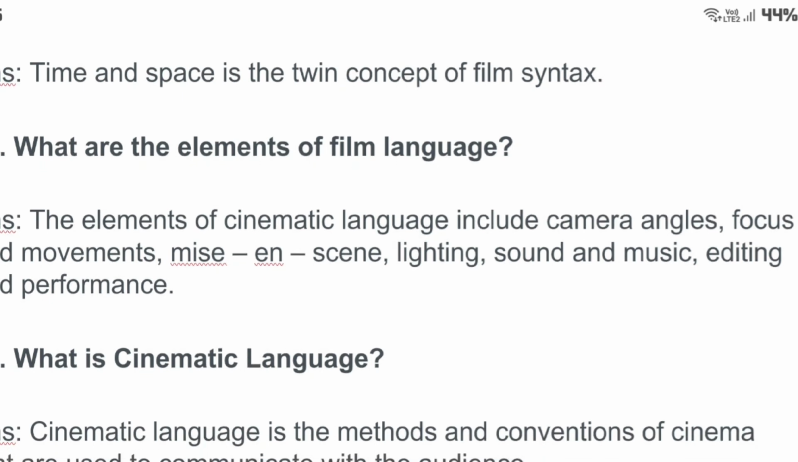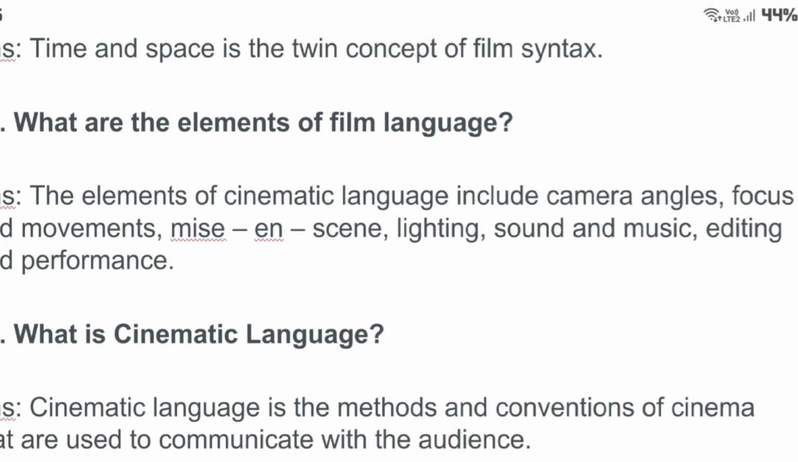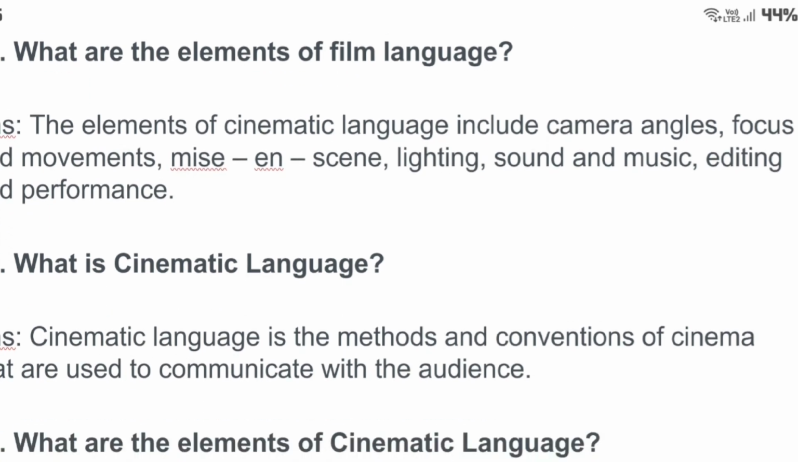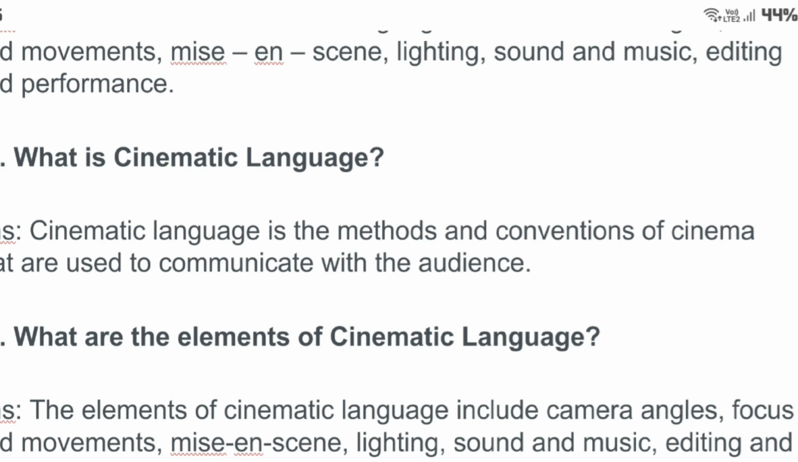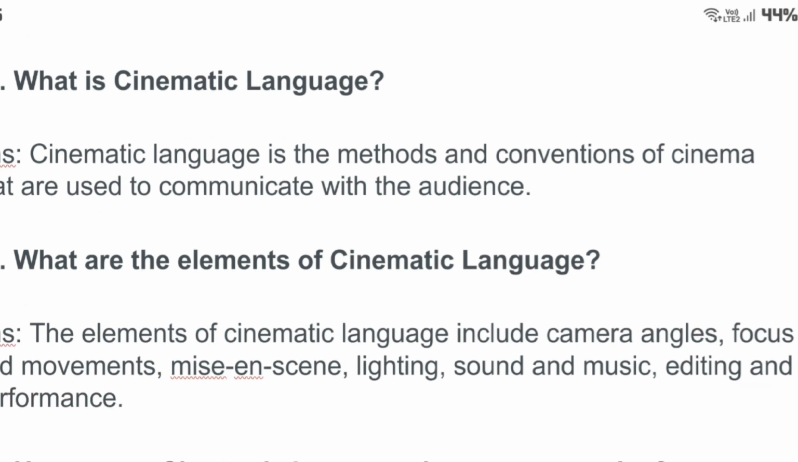What is cinematic language? Cinematic language is the methods and conventions of cinema that are used to communicate with the audience. What are the elements of cinematic language? The elements of cinematic language include camera angles, focus and movements, mise-en-scene, light, sound and music, editing and performance.